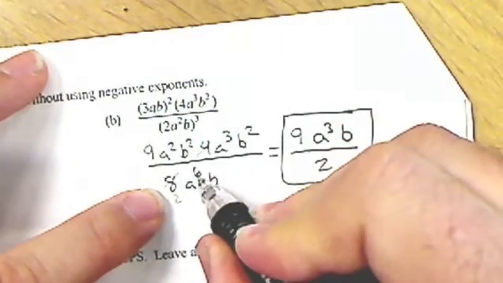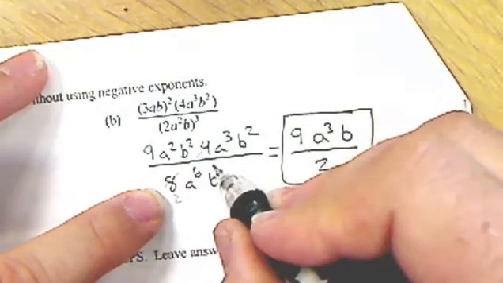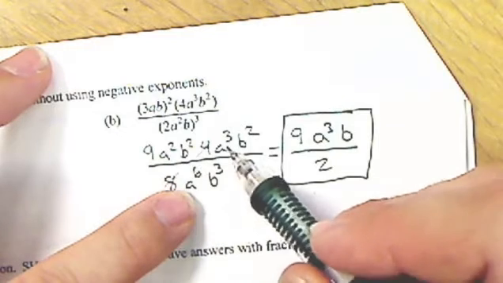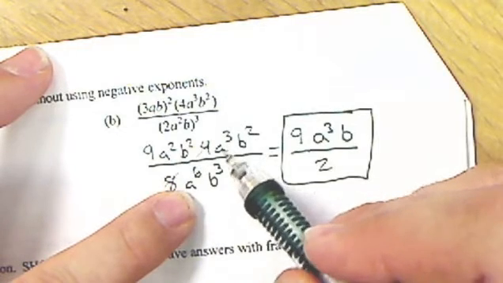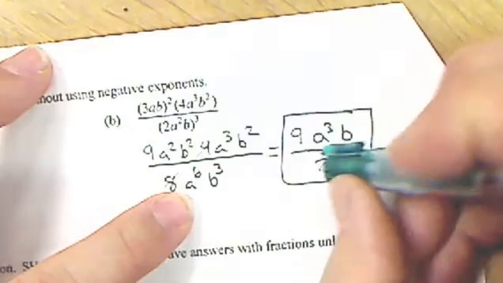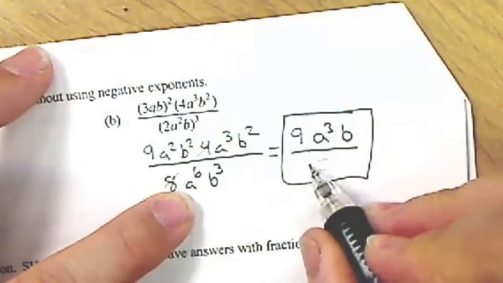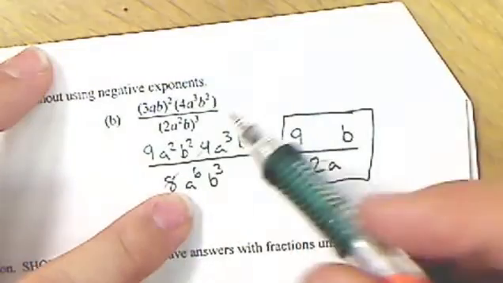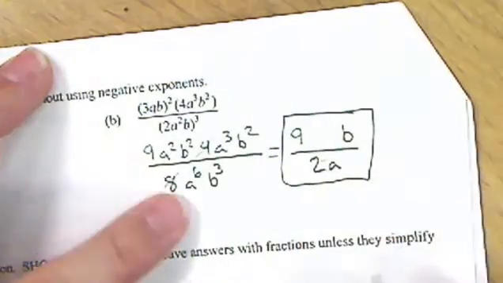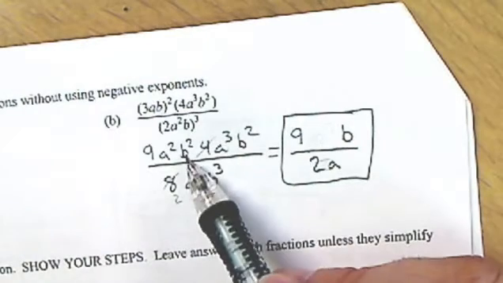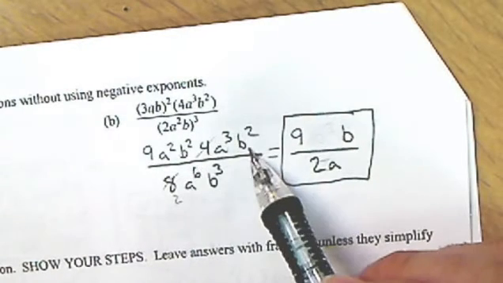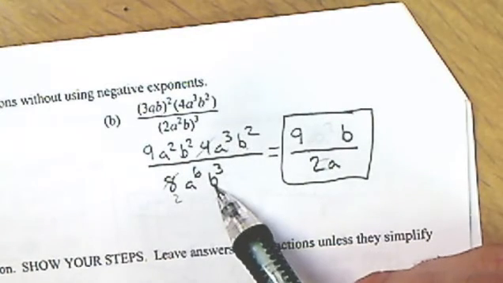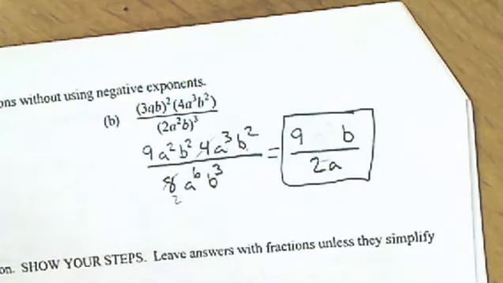So that would be a 6. And that would be a 3. So then I have a to the 5th on top and a to the 6th on the bottom, subtract those, and I get 2a on the bottom and no a's on the top. Always double check your work. And the b's, I have a b squared times a b squared. That gives me b to the 4th over b cubed, and that gives me my b on the top.